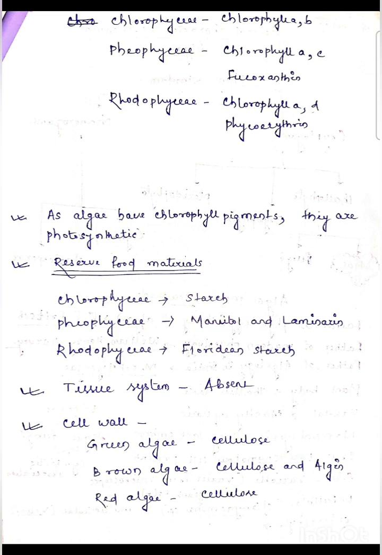Then chlorophyll pigment. Chlorophyceae or green algae have chlorophyll a and b. Phaeophyceae have chlorophyll a, c, fucoxanthin. Rhodophyceae have chlorophyll a, d, phycoerythrin. As algae have chlorophyll pigments, they are photosynthetic. That means they can perform photosynthesis and prepare their own food. So they are autotrophic in nature.